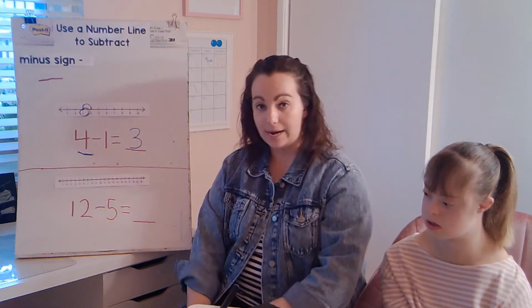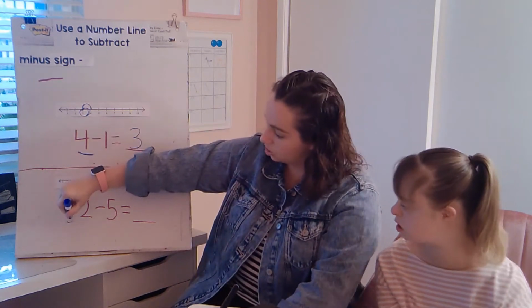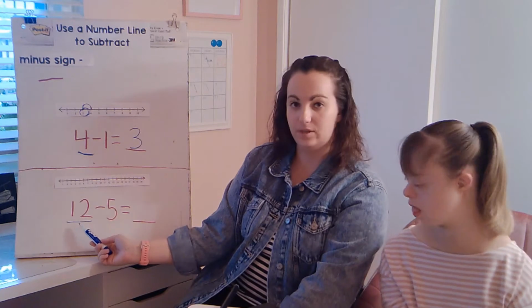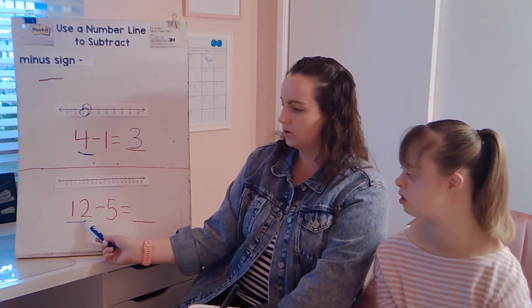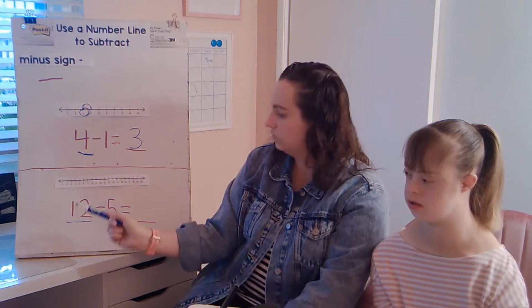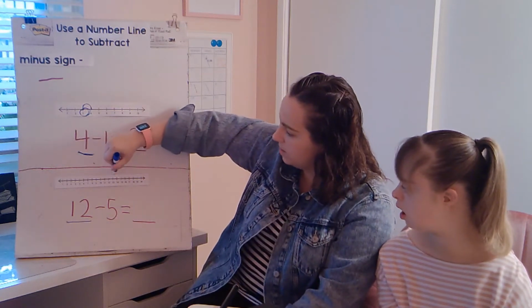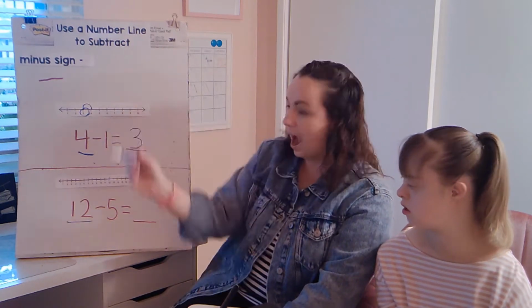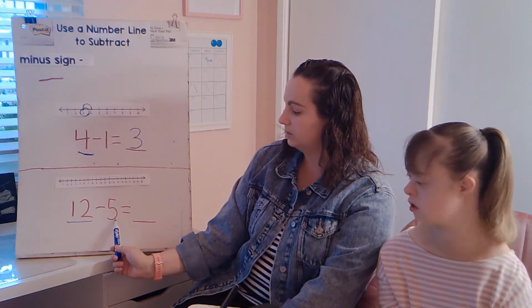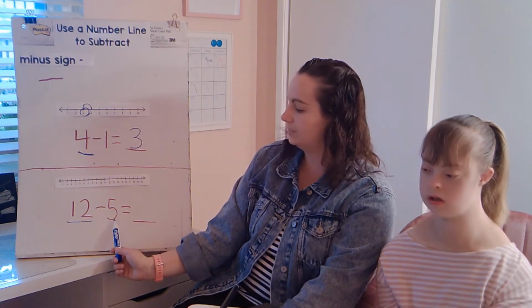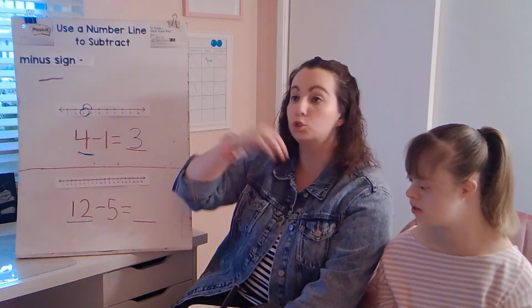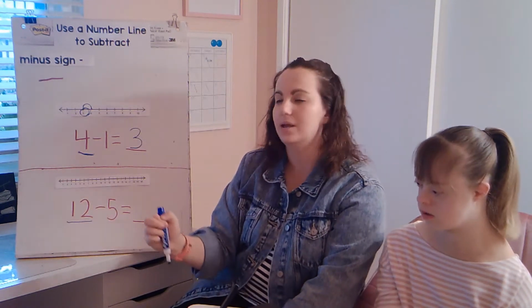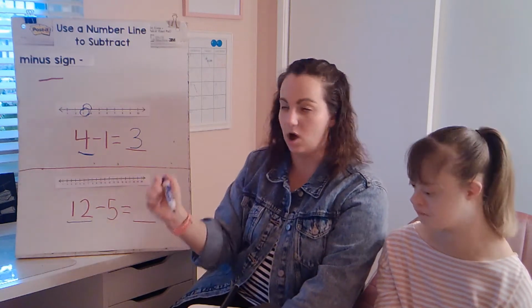To subtract on the number line, you're going to start with the first number, the number you're subtracting from. So Kaylee, what number am I going to start on? 12. Find 12 on your number line. Good. How many am I going to subtract or take away, or how many spaces am I going to go back, Kaylee? 5, yes. And it's just like the counting back we did, except now we have a number line to help us keep track.